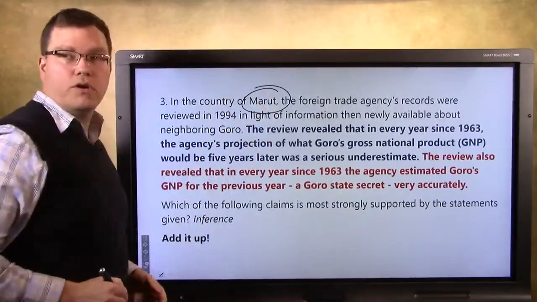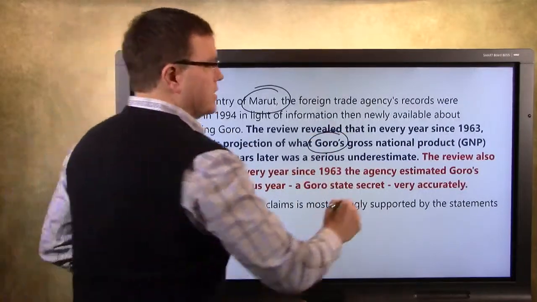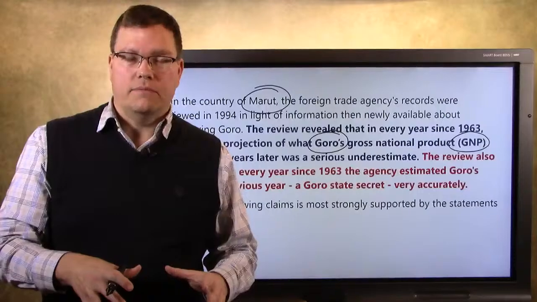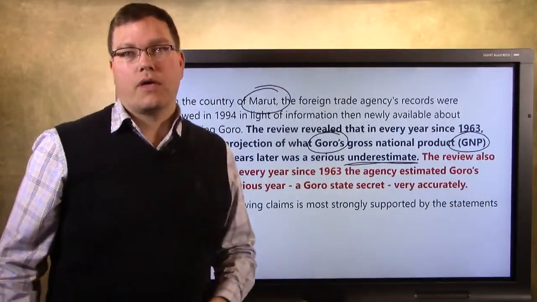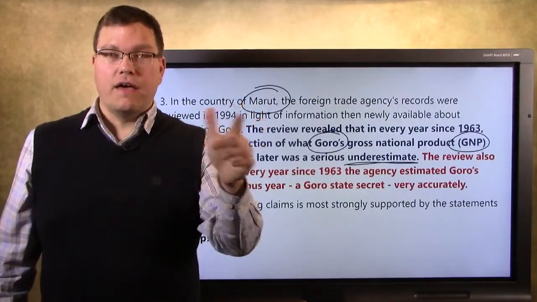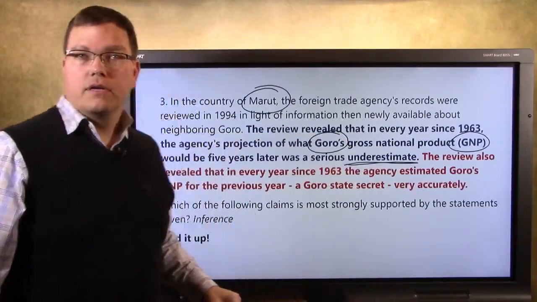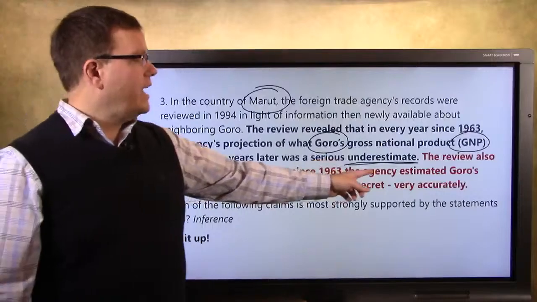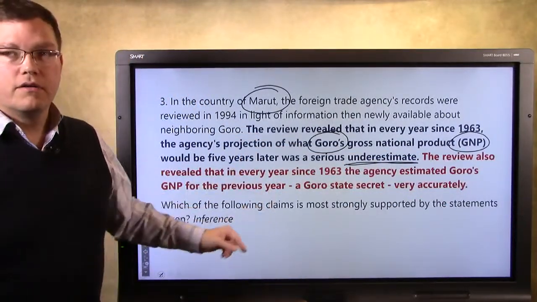This country, Marut, made a projection of what Goro's GNP would be. Just slow it down, figure out what they're talking about. And that 5-year projection was always wrong, okay? They made a projection every 5 years. It turns out their 5-year projection was always wrong. And here's what we can see in the red part. The review also revealed that in every year since 1963, the agency estimated Goro's GNP for the previous year very accurately.